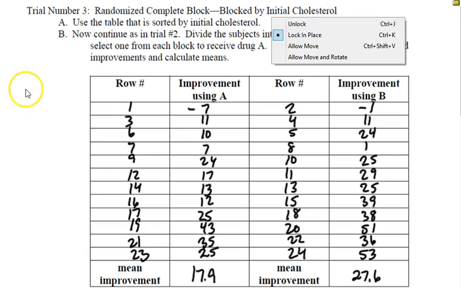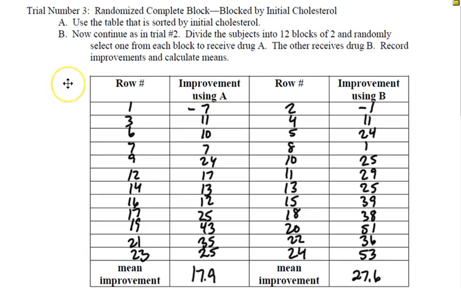Then we did the same thing with cholesterol. So we paired together the people that had the most similar cholesterol levels, and within each block of 2, we randomly assigned 1 to drug A and 1 to drug B. So 1 and 2, 3 and 4, 5 and 6, 7 and 8, and so forth. And notice I randomly assigned which one got which, so it's not always 1 and 2. Here I have 6 and 5. Here I have 9 and 10, but here I have 12 and 11, because I was randomly assigning which one got which drug.